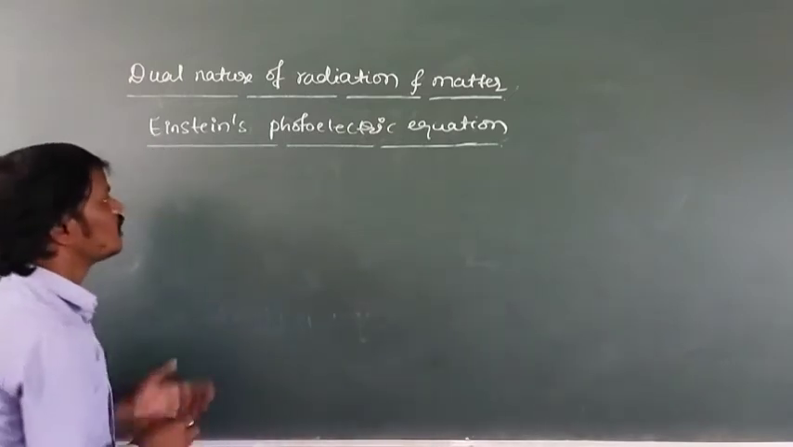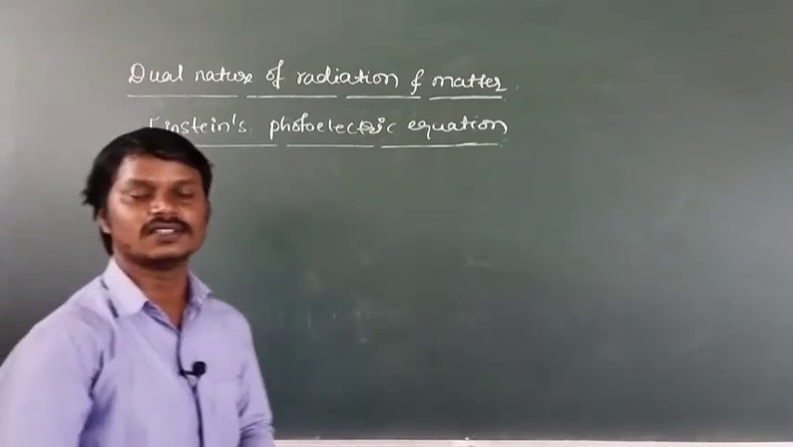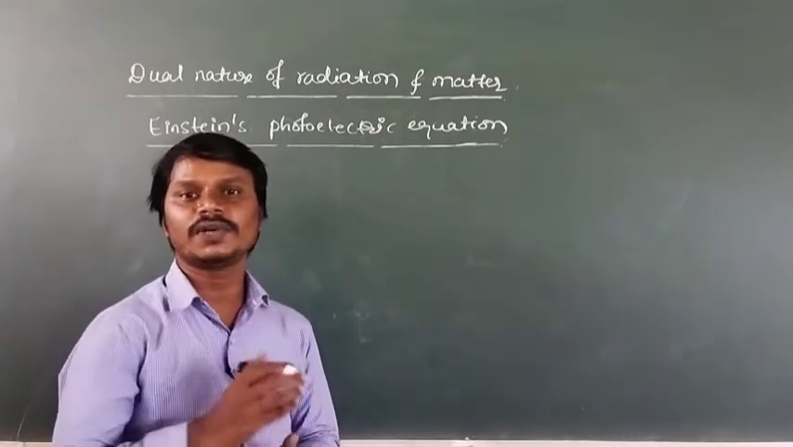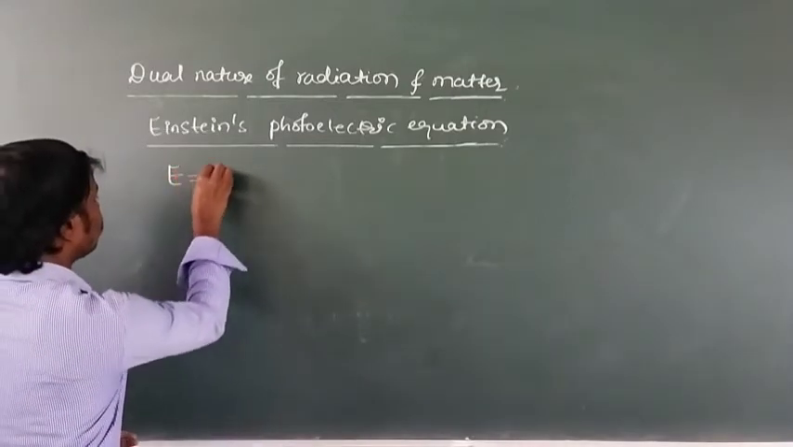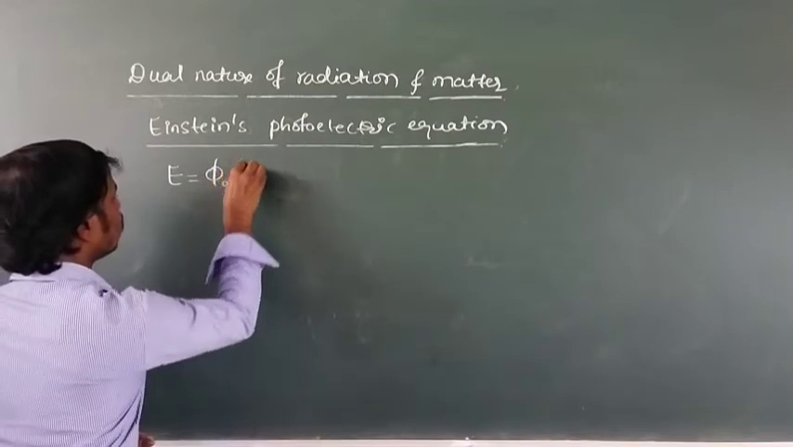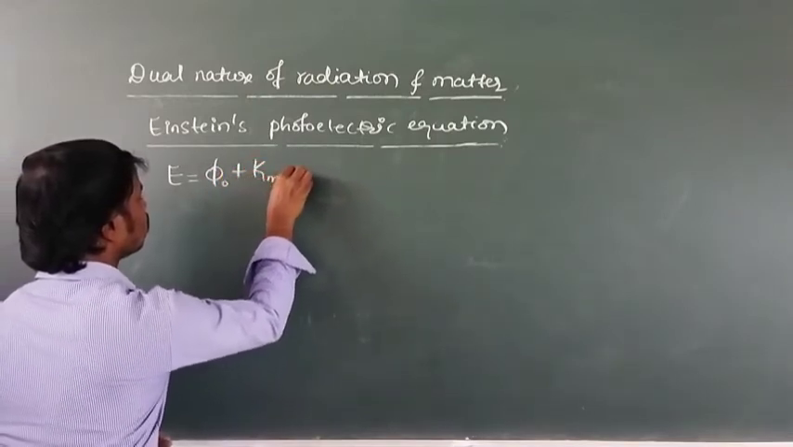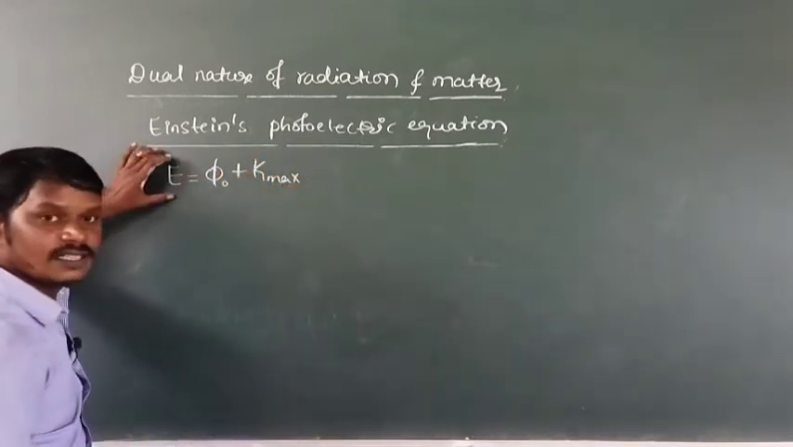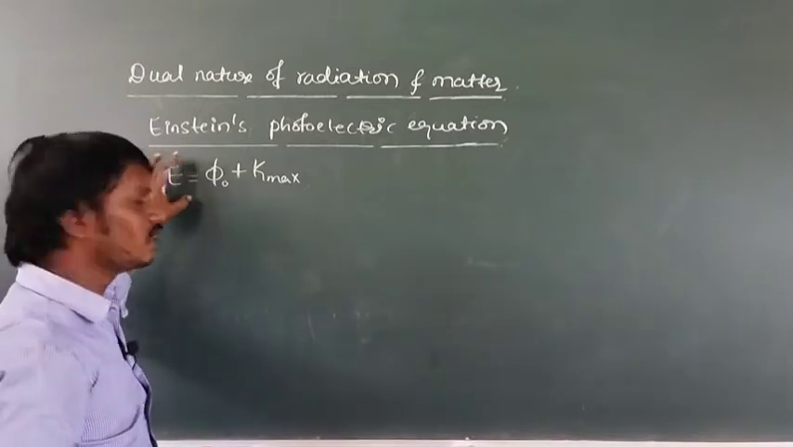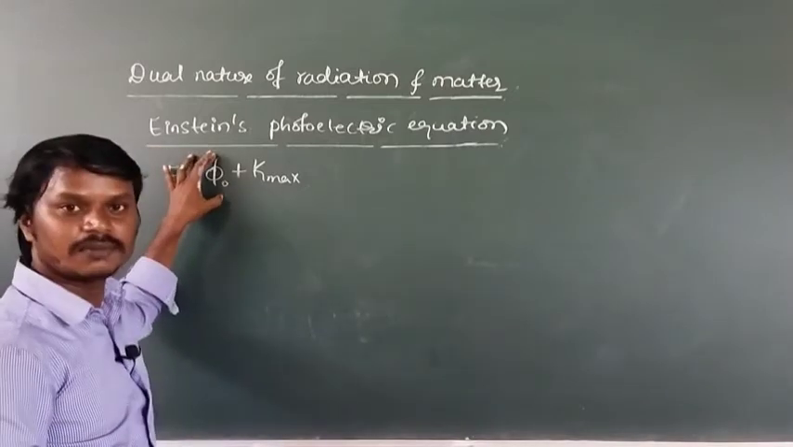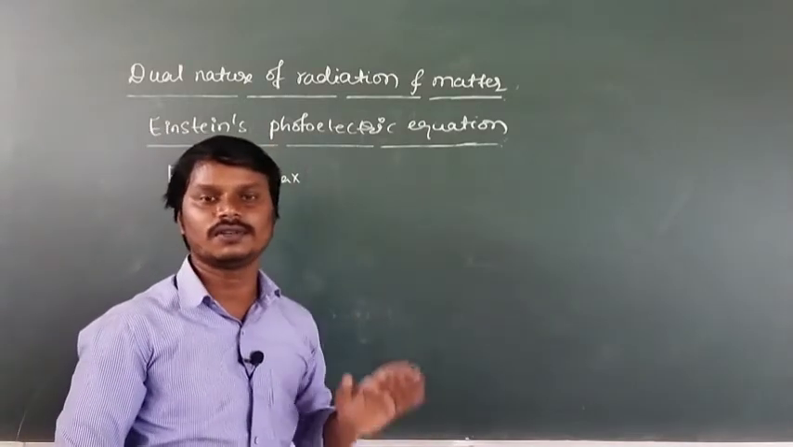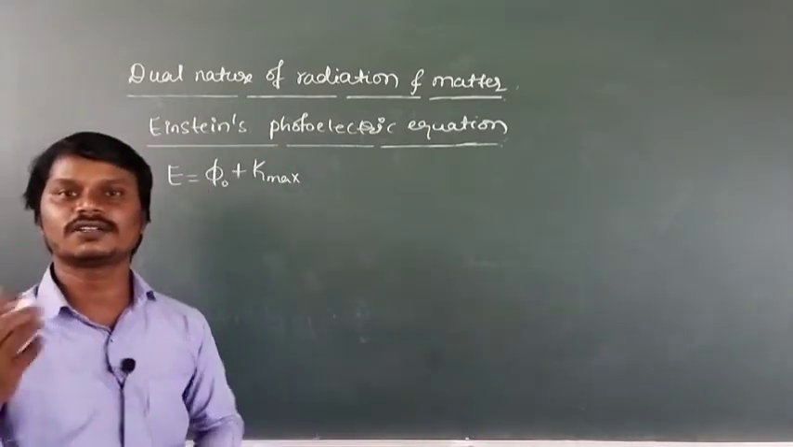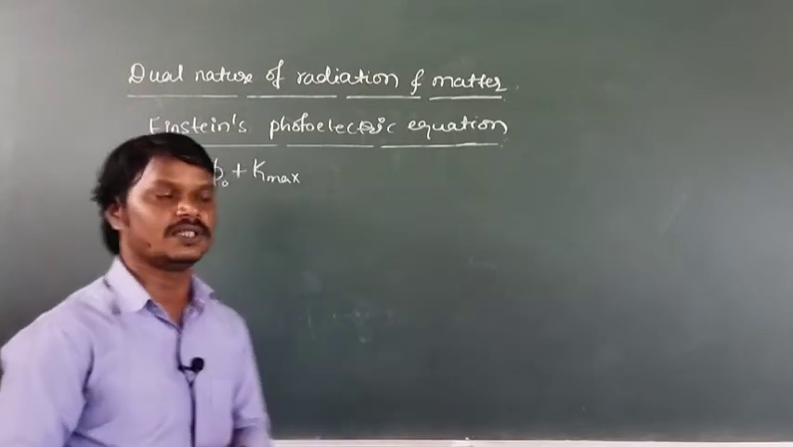Now, what is Einstein's photoelectric equation? That is E equal to phi naught plus K maximum. What is E? E is energy of incident radiation. What is phi naught? Work function of the metal. K maximum is the kinetic energy of the photoelectron or kinetic energy of the ejected electron from the metallic surface.